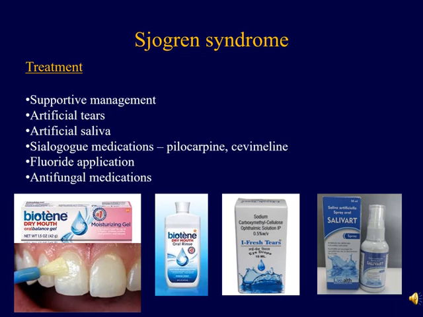Treatment for Sjogren is mostly a supportive kind of management, where artificial tears or artificial saliva can be used to increase salivary and lacrimal secretions. Also sialogogues such as pilocarpine can be prescribed to the patient. To reduce the caries resulting from decreased salivary secretion, fluoride application can be given to those patients. So basically it is a supportive kind of management.